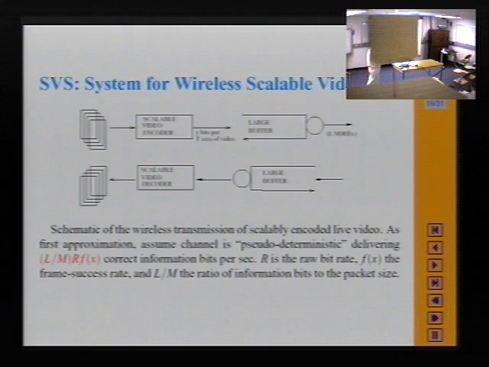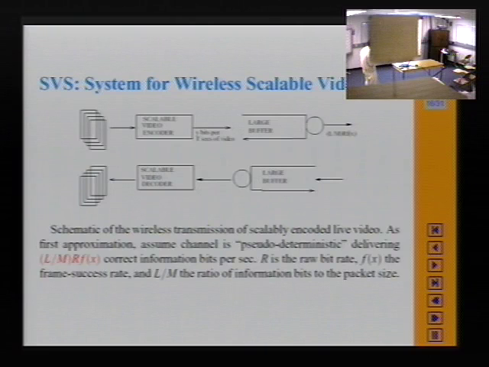Then you decide how much of that you want to transmit. You don't have to transmit at all, and that's part of the thing you have to determine here. We assume you have a large buffer, so you don't have to worry about managing the buffer. And over here, this is important. What is this here? This is L over M times R times f of x.